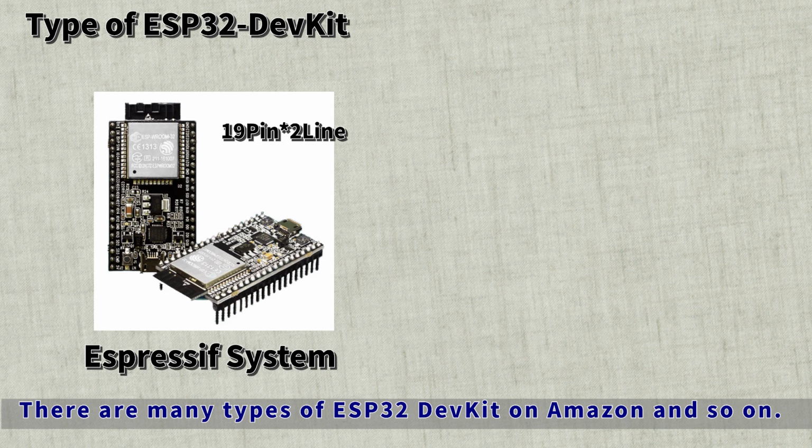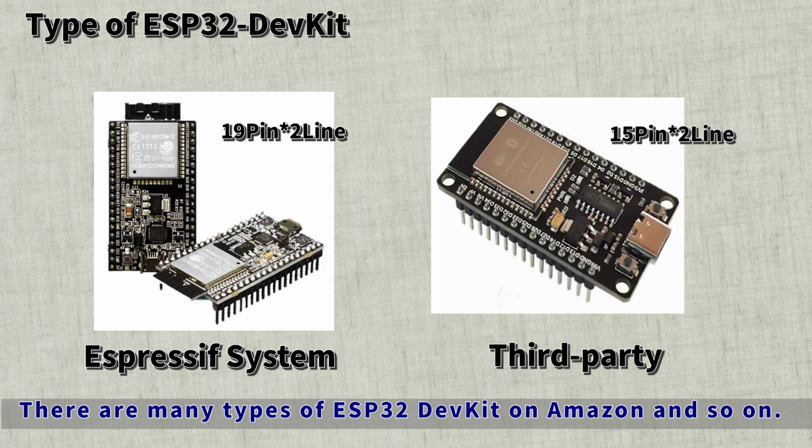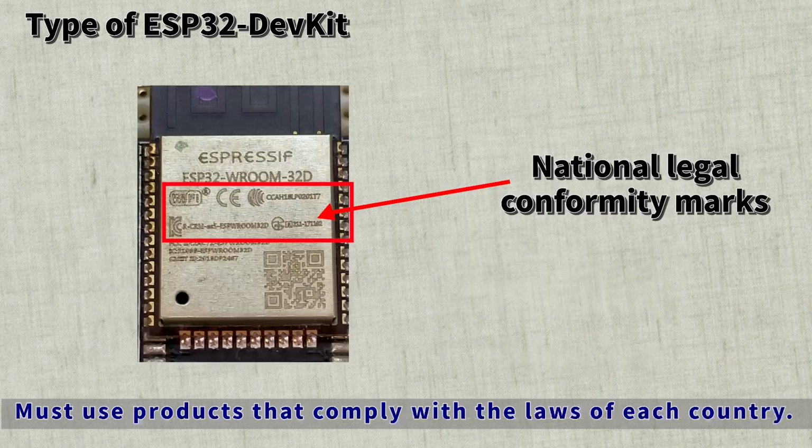There are many types of ESP32 development boards available on online shopping sites such as Amazon. There are many products from Espressif, the ESP32 developer and manufacturer, to products made by other companies. Other companies' products tend to be cheaper, but if they meet the legal standards of each country, they may be cheaper.